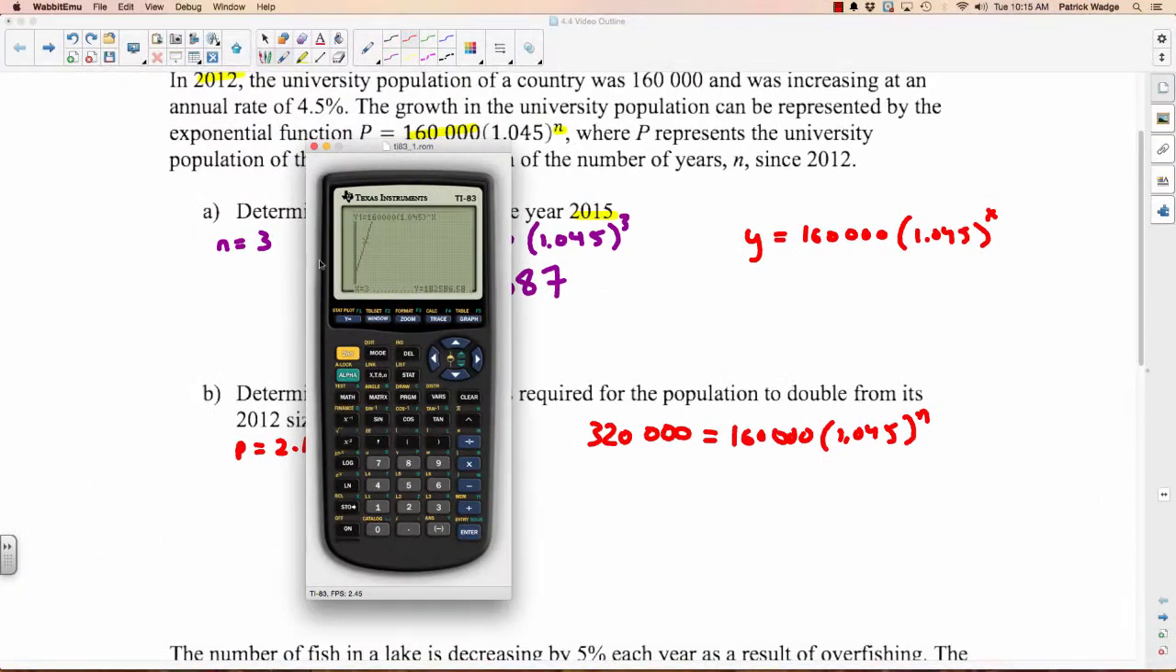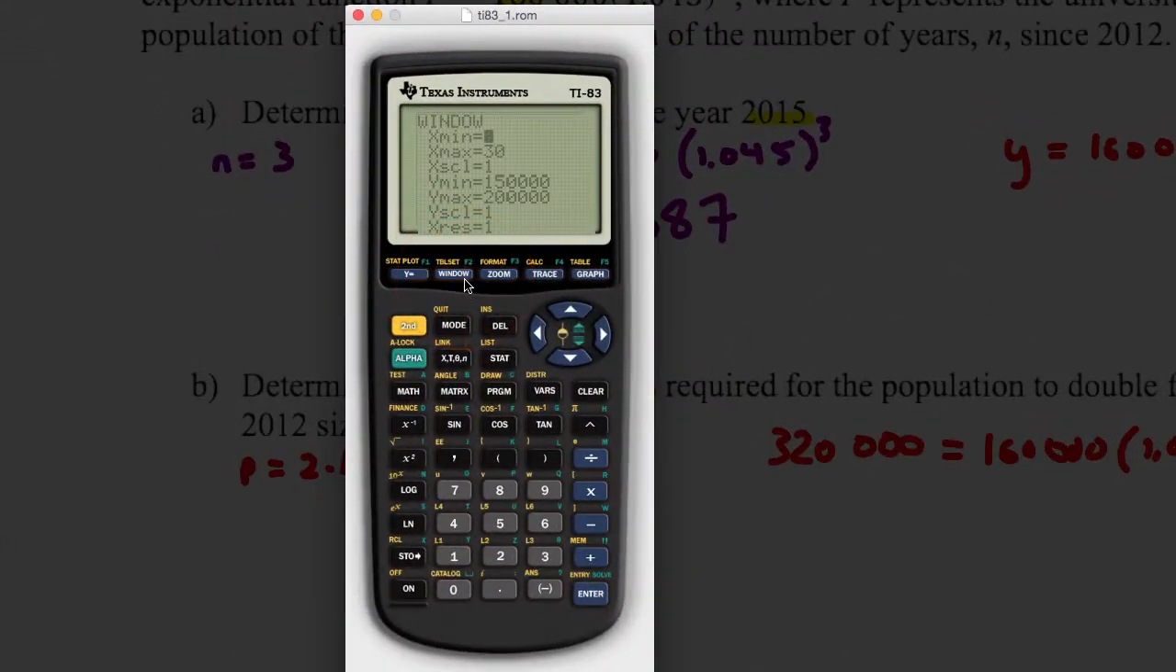So first of all, I think you'll agree with me, when I did the windows, I made a mistake because I only went to 200,000. We wanted to know when it's at least 320,000. So why don't we put like 350,000 in there and regraph that and see what we get. Okay, good, that looks nice. So now what we're looking for is where's the point on this where the population's doubled? In other words, where the Y amount is 320,000.